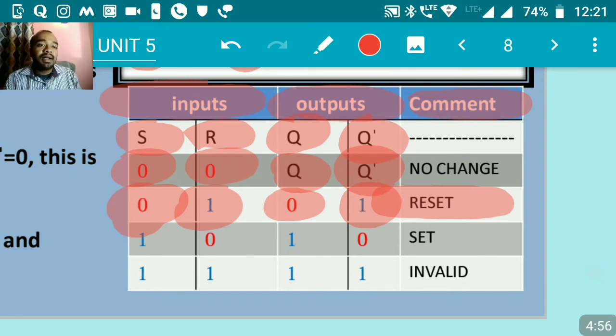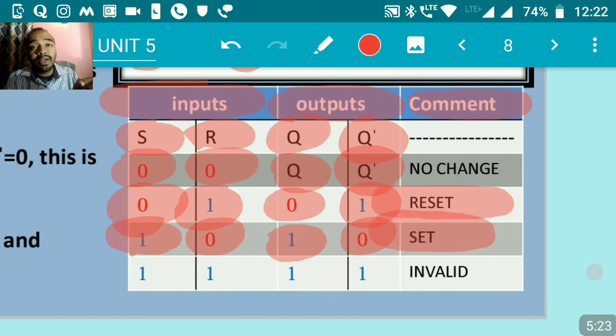Okay, and in the next illustration of the truth table, here we have set input equal to 1 and reset input equal to 0. Then output Q is equal to 1 and Q bar is equal to 0. This state of the flip-flop is what we are going to call the set state of the flip-flop. The flip-flop is going to get into the set state.